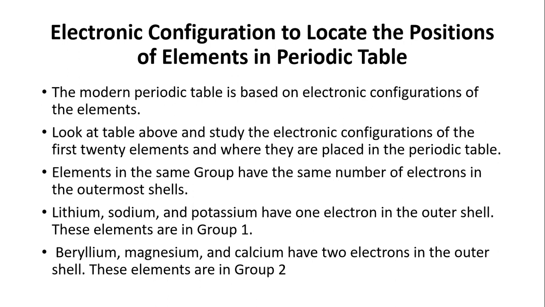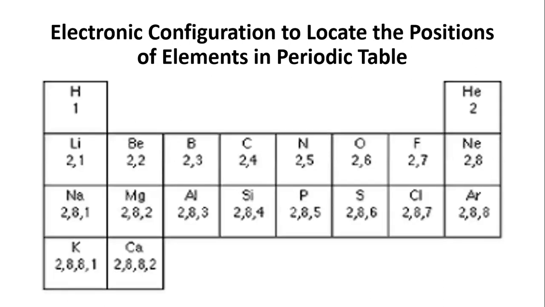Now the elements in the first group are lithium, sodium, and potassium, having one electron in the outermost shell. As you can see in our periodic table, these elements are in group 1, but there are numbers written on them. Now these numbers are just describing the electronic configuration. Take an example, the elements in the first group. When you take lithium, there's 2, 1. It means the outermost shell has 1. Then sodium, the outermost shell also has 1, and potassium also has 1.